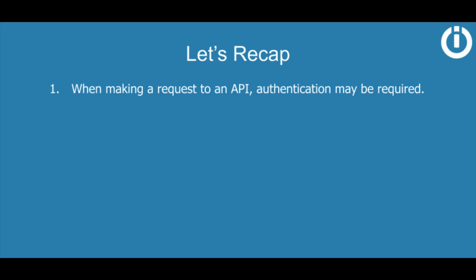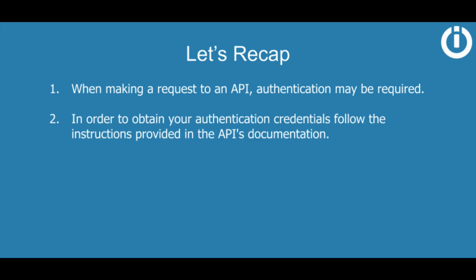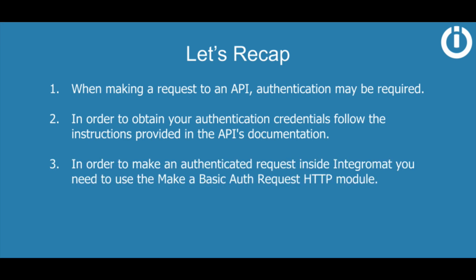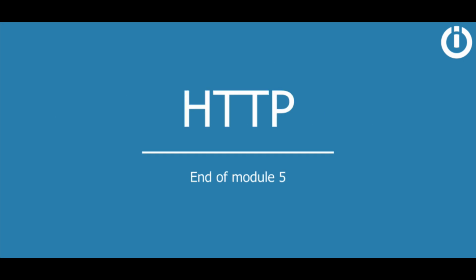So, to recap, when making a request to an API, authentication may be required. In order to obtain your authentication credentials, follow the instructions provided in the API's documentation. In order to make an authenticated request inside Integromat, you need to use the Make a Basic Auth Request HTTP module. And this concludes this lesson on HTTP authentication.